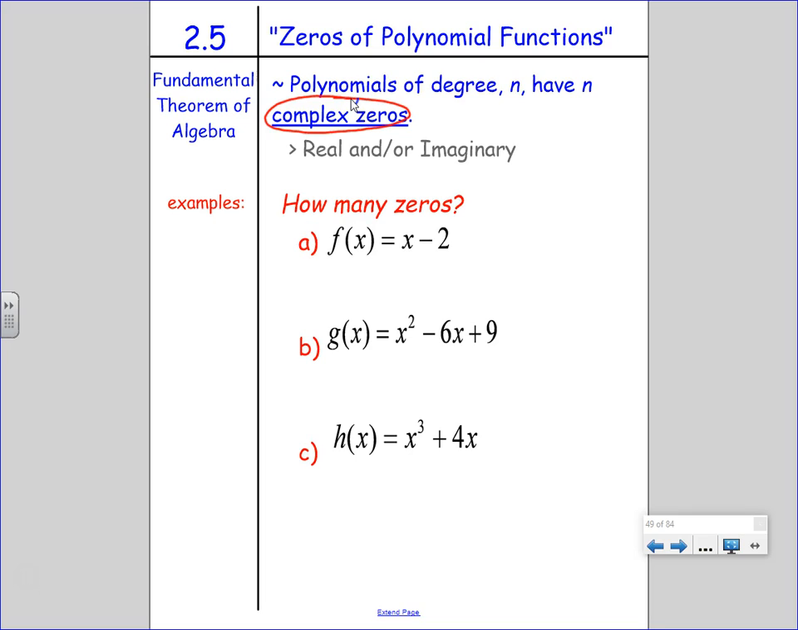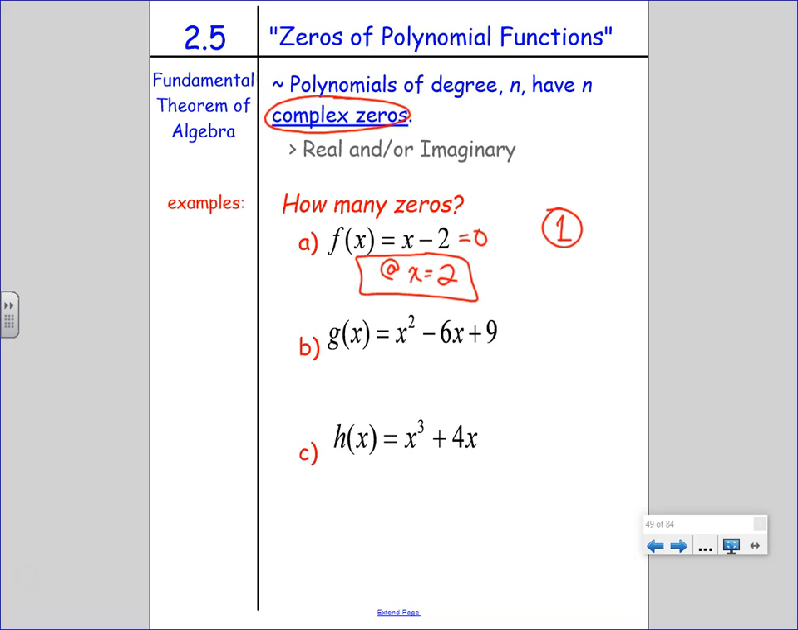And letter A, set equal to 0. First of all, it should have 1, according to the degree. But set equal to 0, you solve, and what do you get as far as the placement of the zeros? You have a zero, x equals 2. And specifically, we could say (2, 0).